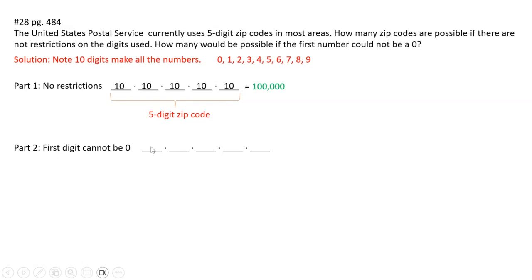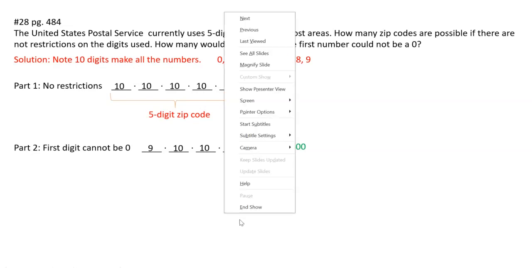So the first digit cannot be a 0. So how many can go here? It's got to be 9, right? Because we have 0 all the way to 9. So if 0 cannot go in the first slot, it's going to be 9 digits, because 1 through 9 makes 9 digits. So it'll be 9 times 10 times 10 times 10 times 10. So this is my solution. All we do is multiply them out, which will give us 90,000.